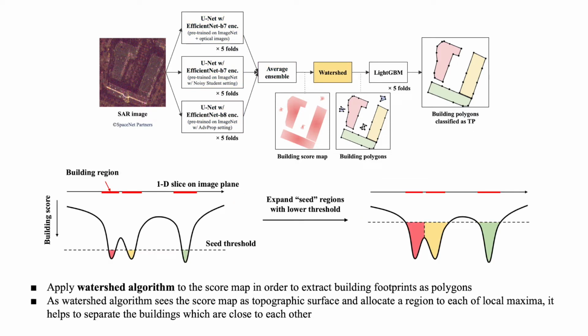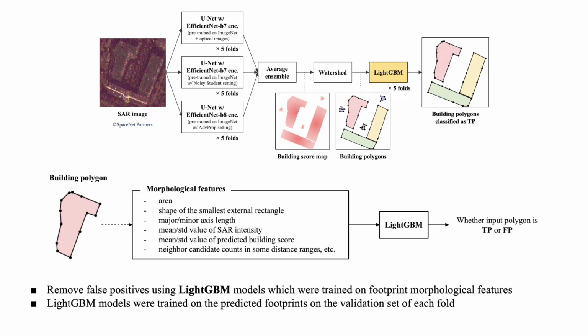Then we apply watershed algorithm to the score map in order to extract building footprints as polygons. As shown in the figure, the watershed algorithm sees the score map as a topographic surface and allocate a region to each of local maxima. It helps to separate the buildings which are close to each other. Finally, we remove false positives using LightGBM models, which were trained on footprint morphological features. The LightGBM models were trained on the predicted footprints on the validation set of each fold.